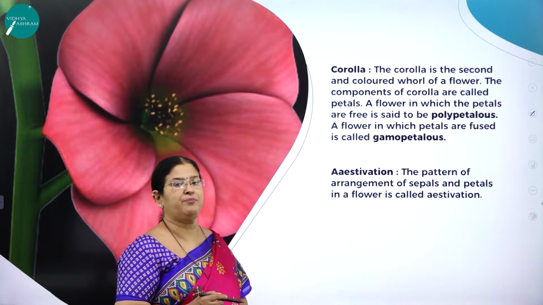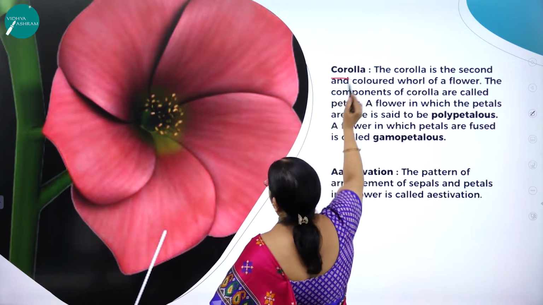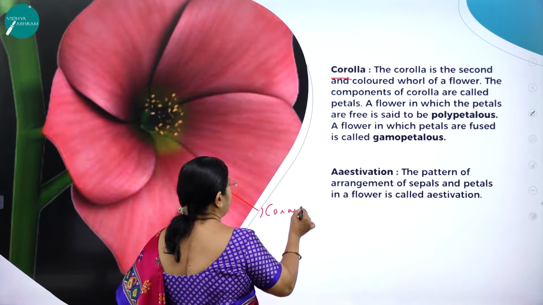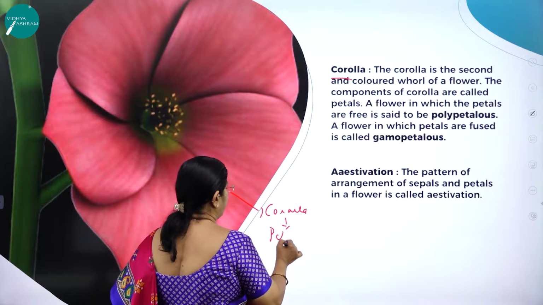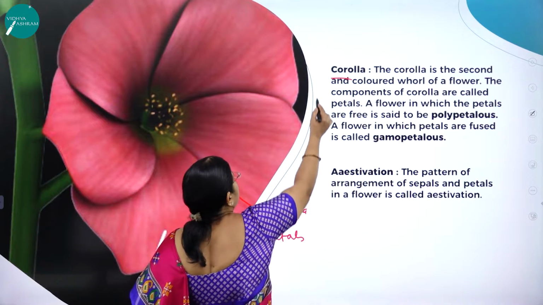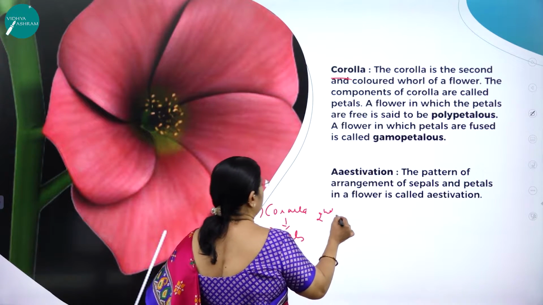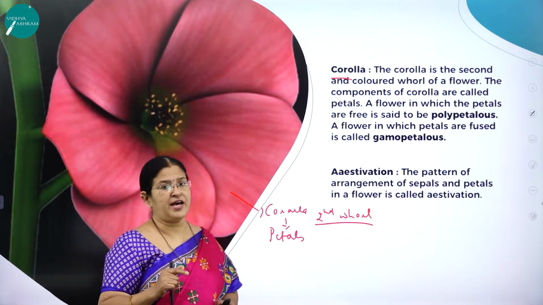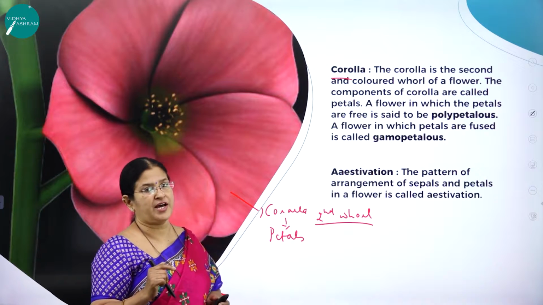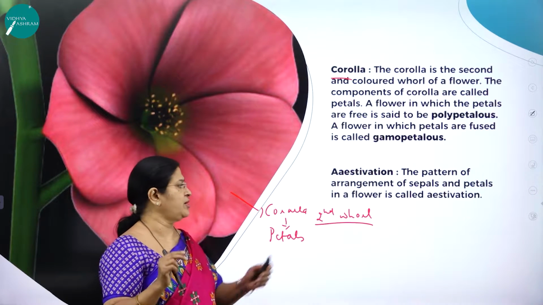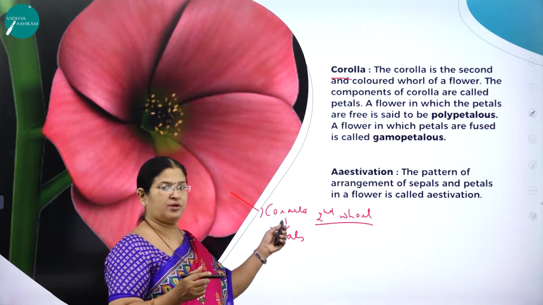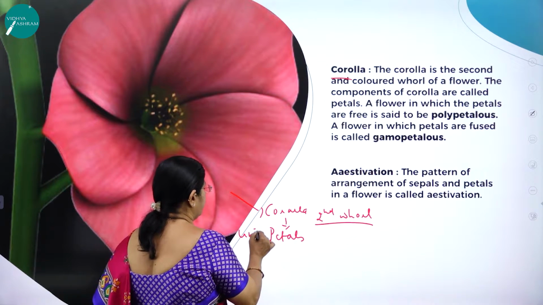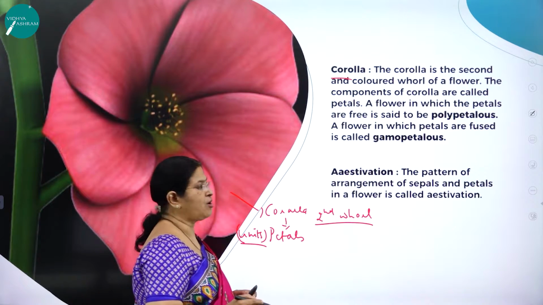Moving on to the next very important whorl of a flower called corolla. Here you can see the beautiful picture of a flower, and this is called corolla, and the units are called petals. So corolla is the second whorl of a flower. Which is the first whorl of a flower? As I said, the first whorl of a flower is calyx. The second whorl of a flower is corolla, and the units of corolla are called petals.